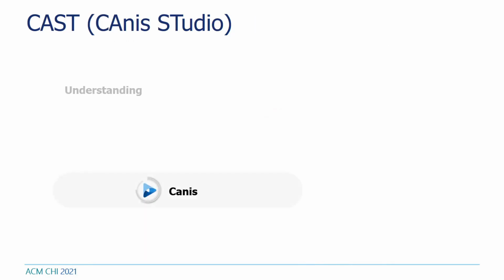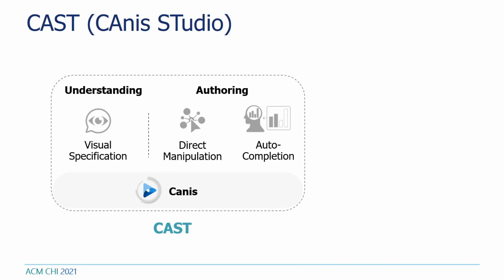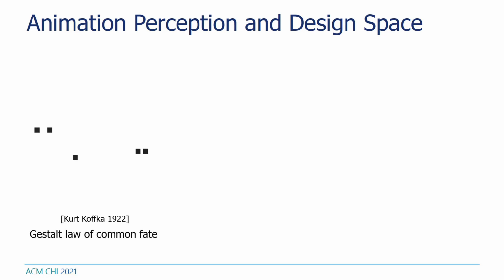Based on Canis, to facilitate the understanding and authoring of chart animations, CAST introduced a visual specification that explicitly represents chart animations with visual components, and incorporates direct manipulation and auto-completion to support easy and intuitive construction of chart animations. Following the Gestalt principle of common fate, CAST auto-completion ensures the perceptual grouping by analyzing the visually encoded data attributes.